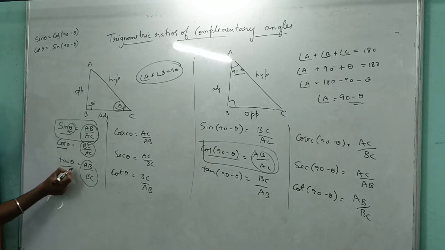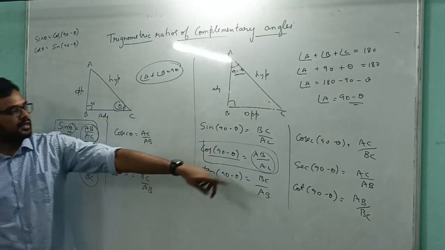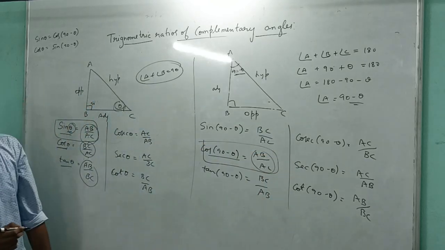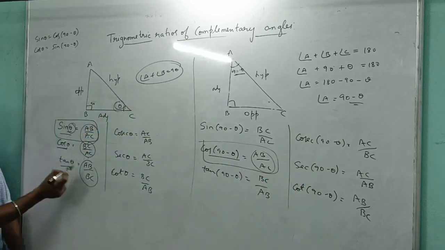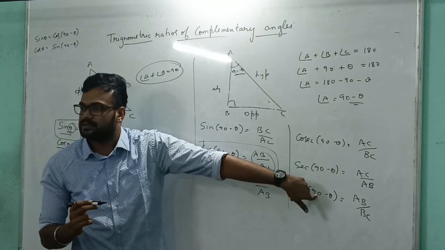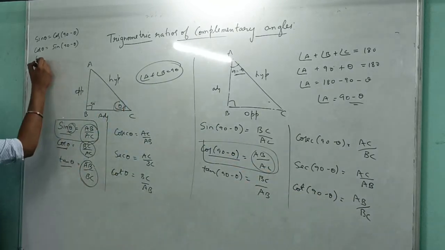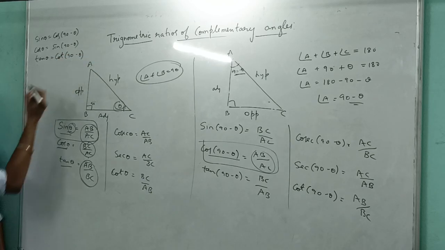Here tan theta is AB by BC. Here where do you have AB by BC? Cot. Correct. Now here where do you have AB by BC? Is it cot 90 minus theta? So can I write tan theta is equal to cot 90 minus theta?